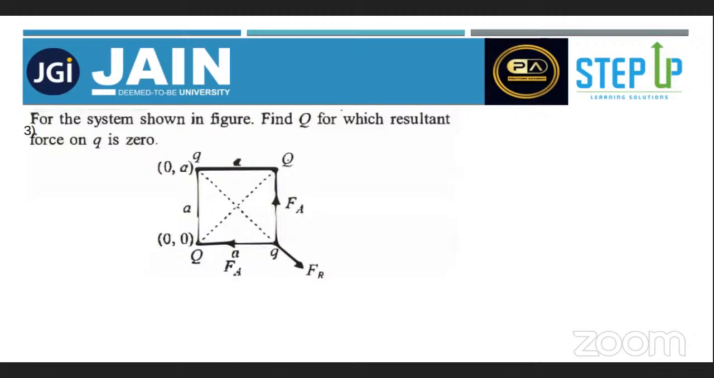Okay, third question. Try this. For the system given, find Q for which the resultant force on Q is 0. Resultant force on Q. Talking about this one.